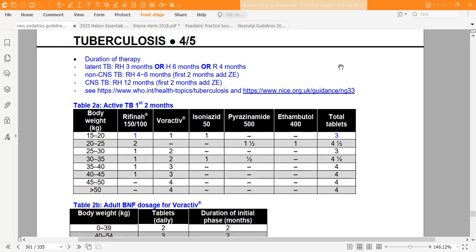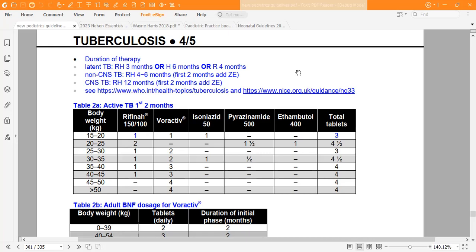Okay, non-CNS TB. So the patient has a TB and it's confirmed, but he doesn't have CNS TB or any central nervous system symptoms. So he will take rifampicin and isoniazid for 4 to 6 months. First 2 months, he will add ZE, Z, which is pyrazinamide, E is ethambutol. Okay, so that's if he has no central nervous system symptoms.